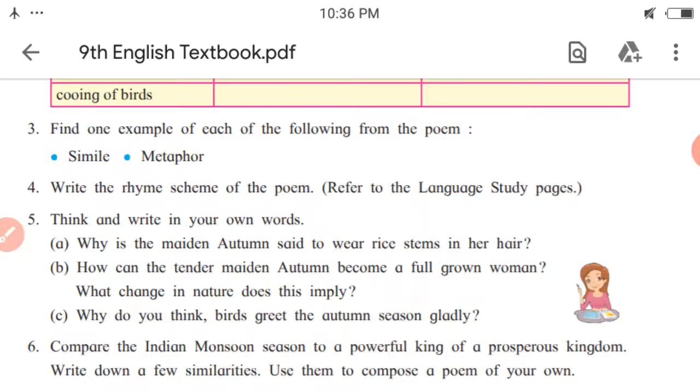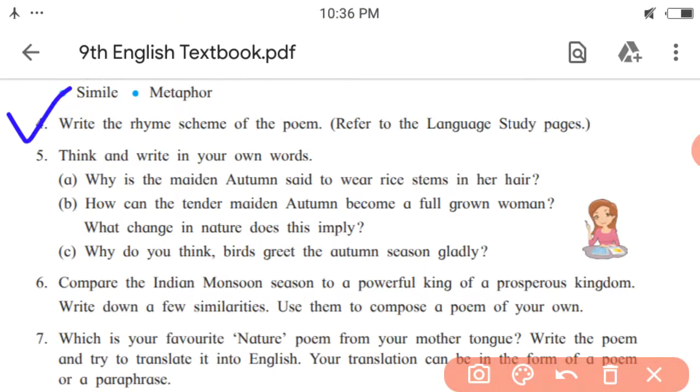Another example, her silken robe is white moonlight. Next activity, which is the fourth one, write the rhyme scheme of the poem. Refer to the language study pages. What does rhyme scheme mean? As I already explained through one of the videos, you can also read the definition in the language study pages. What is the rhyme scheme of this poem? It is A B A B, C D C D, E F E F, and G H G H.